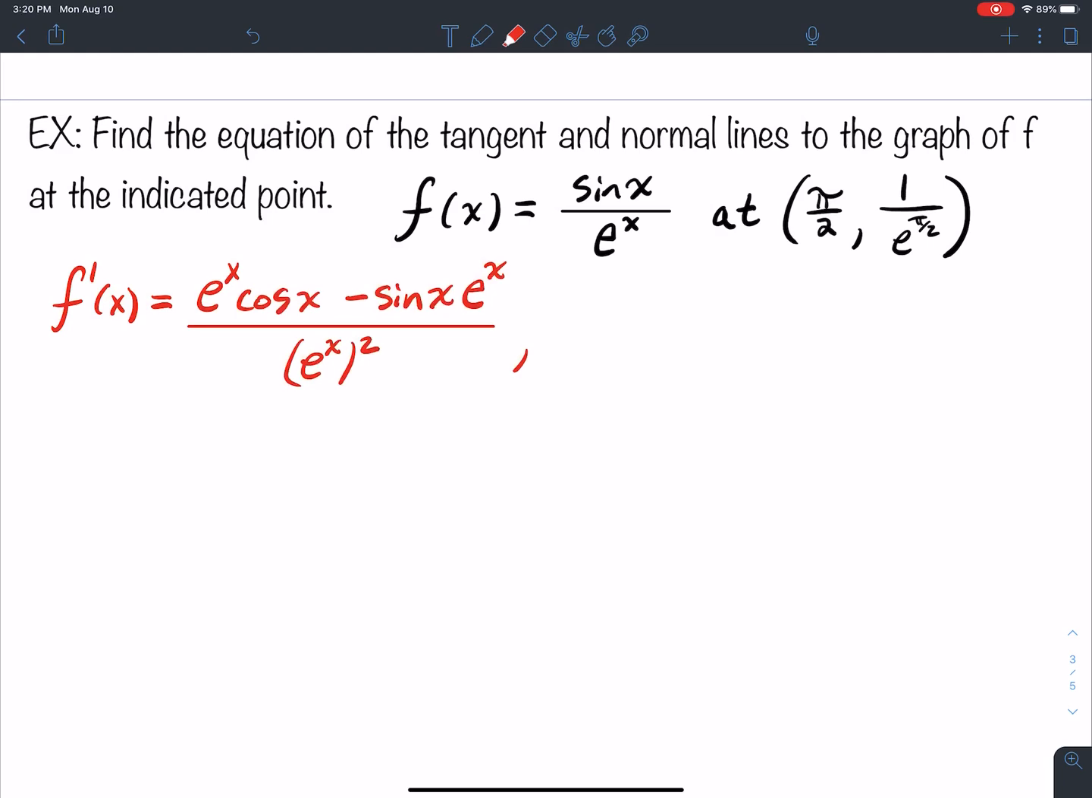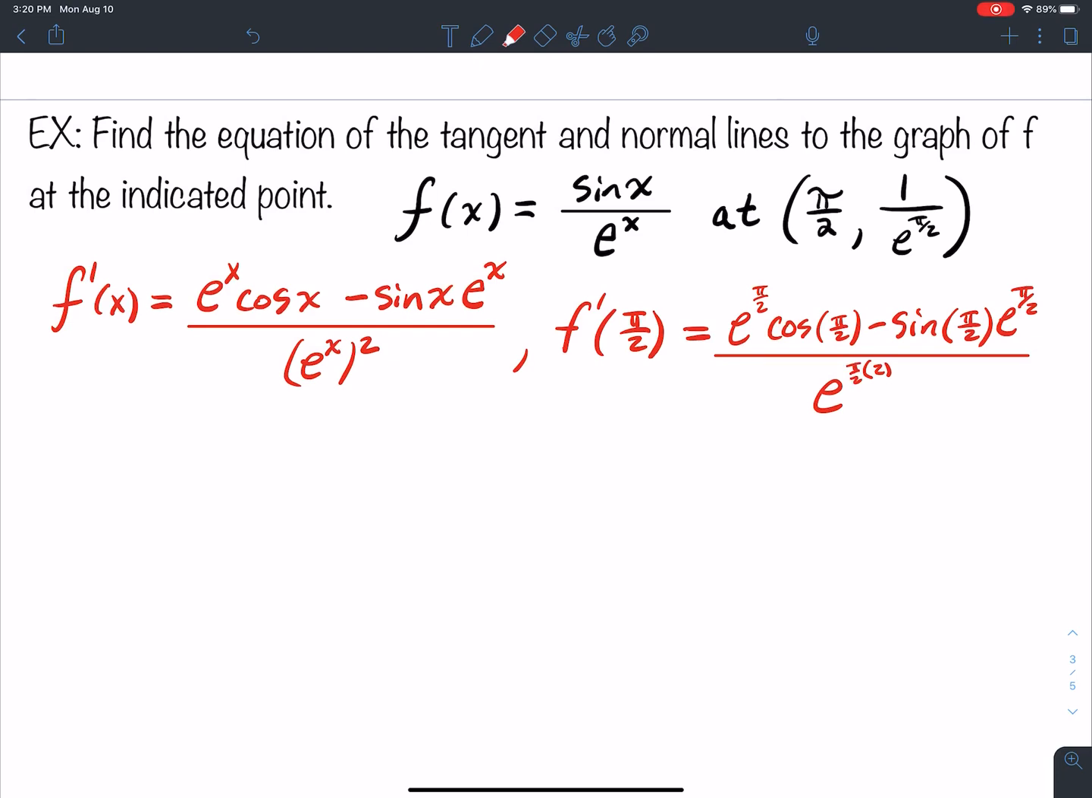All right, now f prime of pi over 2, I'm literally going to take pi over 2 and plug in everywhere I see an x. Okay, so when I do that, I get e to the pi over 2 times cosine pi over 2 minus sine pi over 2 times e to the pi over 2, divided by e to the pi over 2 times 2, and that cancels to get me e to the pi in the denominator. Now here, cosine of pi over 2 is 0, but the sine of pi over 2 is 1, so that's negative 1. The first part goes away because the cosine gives me 0. So I get negative 1 e to the pi over 2.